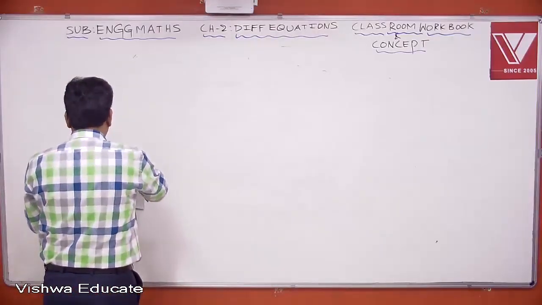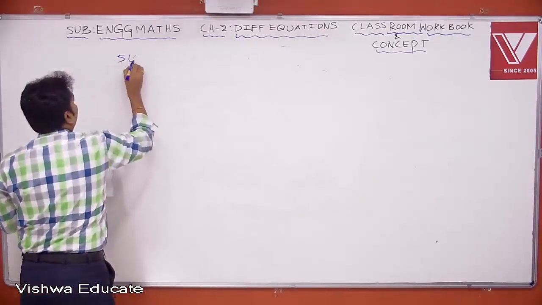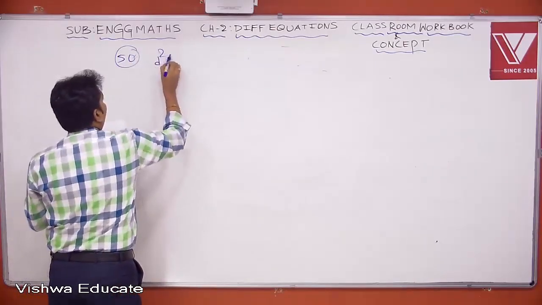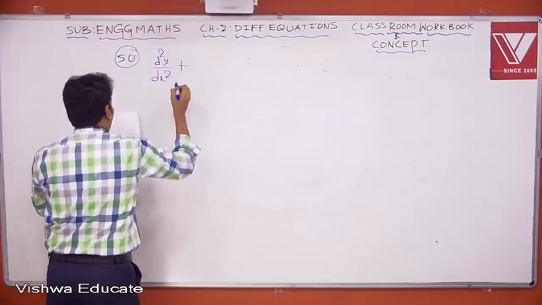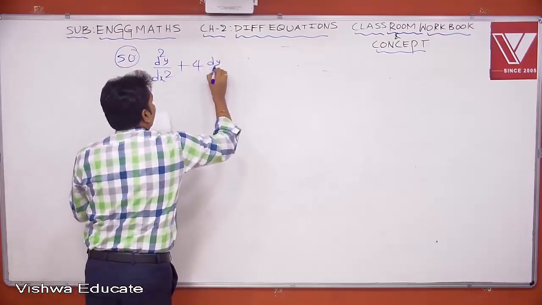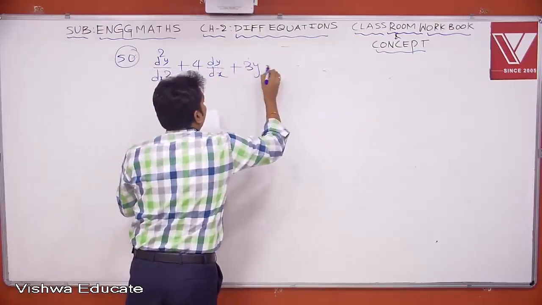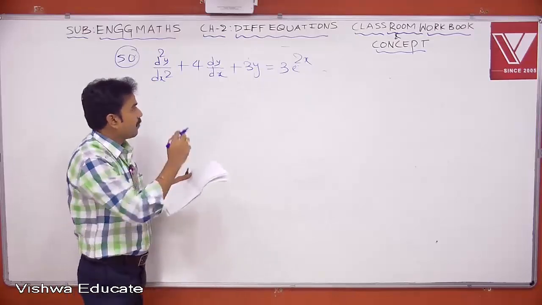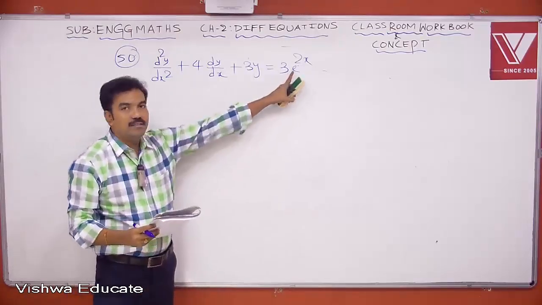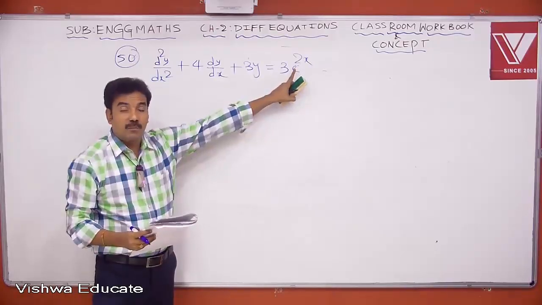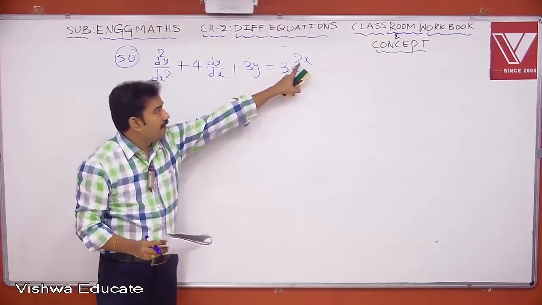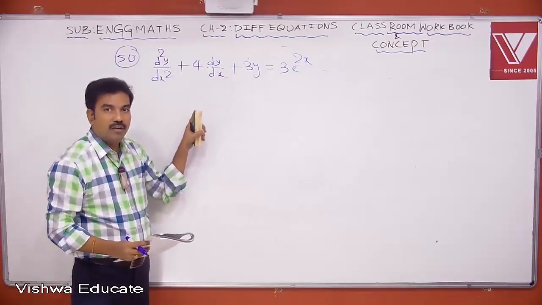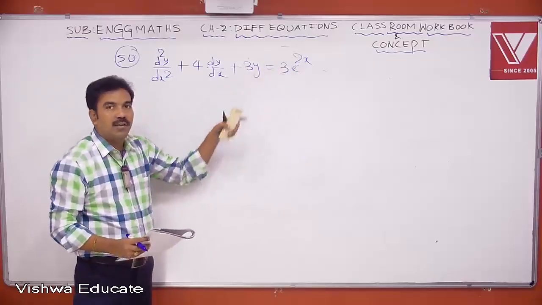Now let us discuss question number 50. The particular integral of the equation d square y by dx square plus 4 dy by dx plus 3y equals 3 times e power 2x is, options are given. So we need to find the particular integral of this equation. The right side is an exponential function, so we need to apply either case 1 or case 2. Here the value of a is 2. If 2 is a root of this auxiliary equation, then we need to go for case 2. If 2 is not a root of this equation, we can apply case 1.